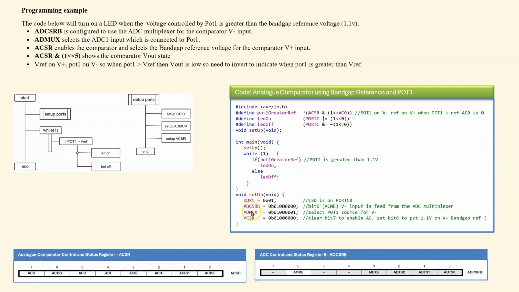We look at ADMUX, and ADMUX here is setting up a multiplexer which selects port 1 source for V minus.